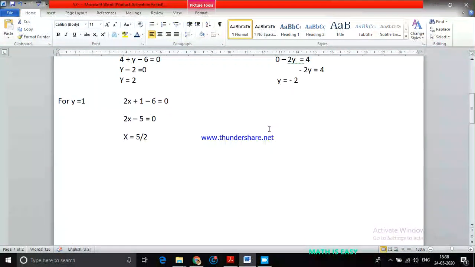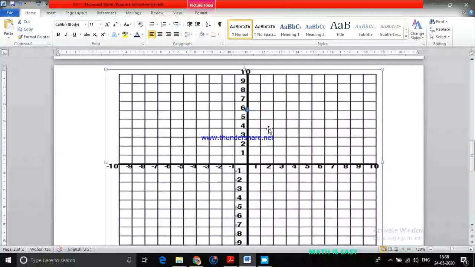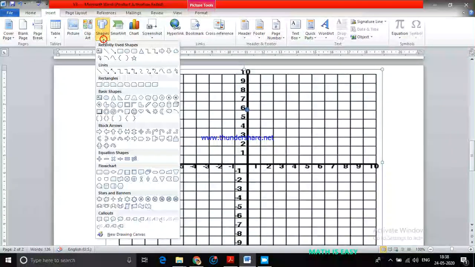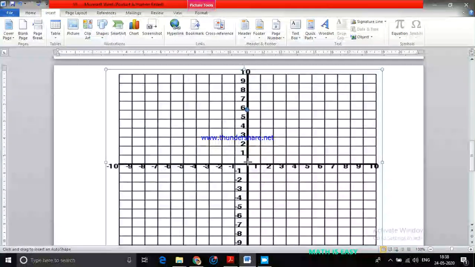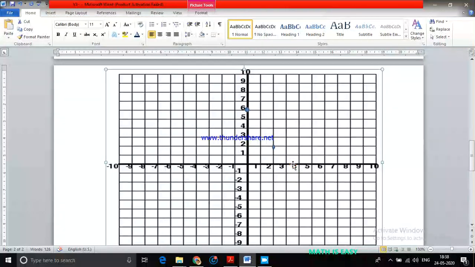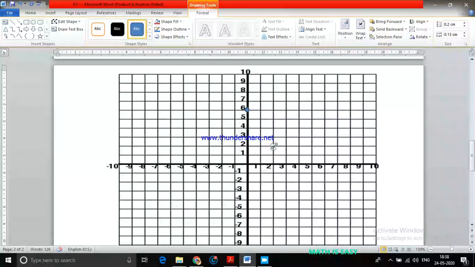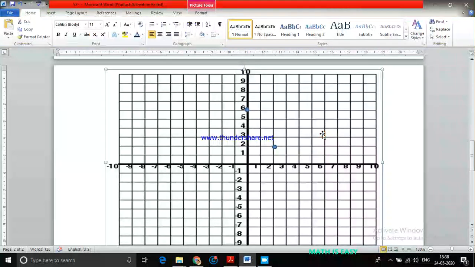Second point is 2, comma 2. So x is 2 and y is also 2. How do you get x is 2, y is 2? X is 2 means I'll move till 2 here on the x-axis. Y is 2 means I'll move 2 points upward. So here is the point 2, comma 2. I hope everybody can see this. If you want, I'll increase the size of the dot.